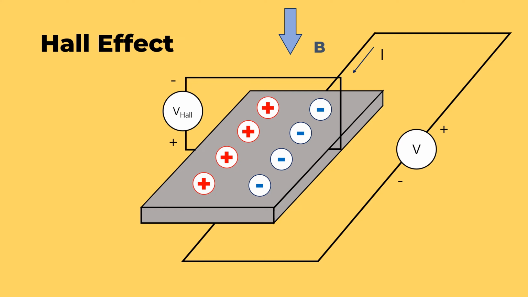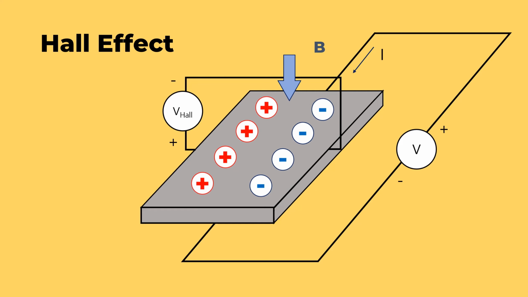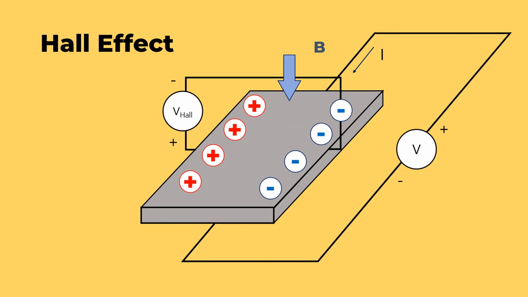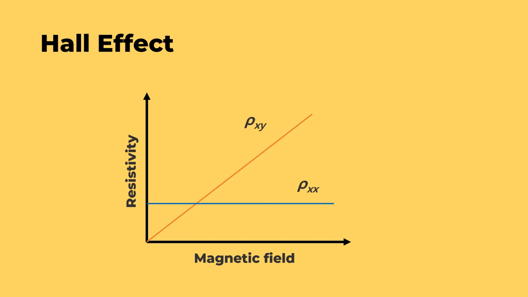When we introduce a magnetic field, the charge flow is disturbed due to a force called Lorentz force. And there is a new voltage which is perpendicular to both current and magnetic field. It is called Hall voltage. There is a graph of resistivity of the conductor when we increase the magnetic field. For longitudinal resistivity, rho xx, it is constant. Transverse resistivity, rho xy, linearly increases as magnetic field intensity increases.